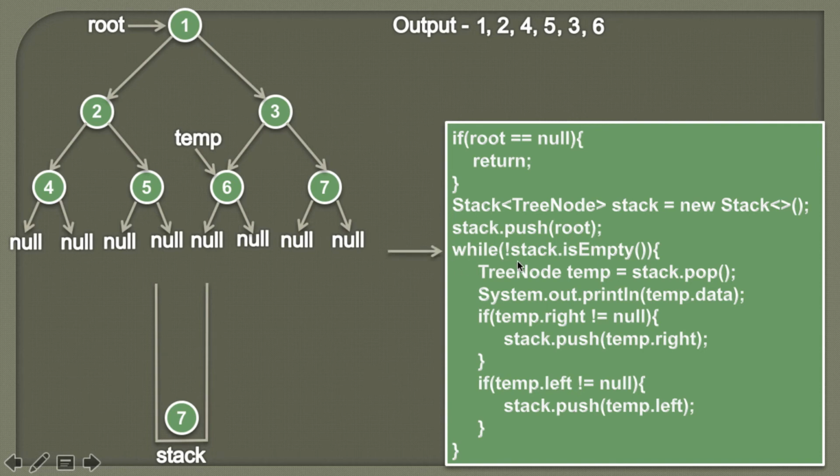And then in the while loop we'll again check whether the stack is empty or not. Currently the stack is not empty because there is one node. And in the first step we'll simply pop the element from the stack and then assign its value to temp. When we pop an element from the stack, we know that 7 will be popped out. Therefore temp will now point to 7. So it would look something like this.